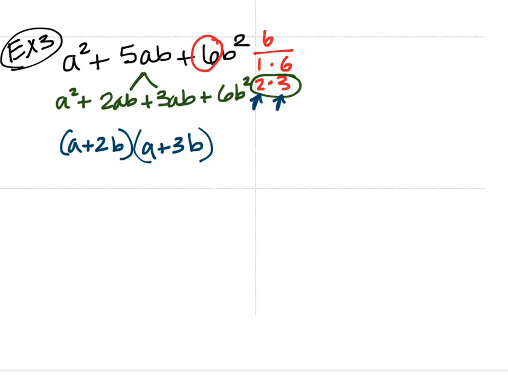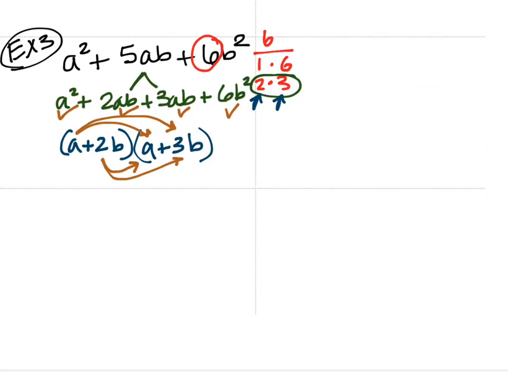Now, this is going to check out. So when we check this out, we're going to use FOIL. And it's always good to check. So I'm going to say a times a, and yes, in fact, it is a squared. A times 3b gives me 3ab. 2b times a is going to give me 2ab. And 2b times 3b, in fact, does give me 6b squared.